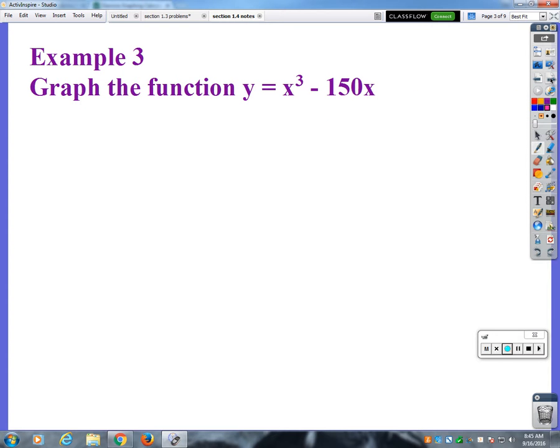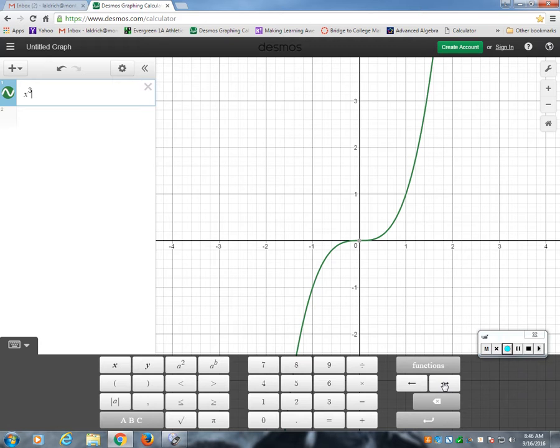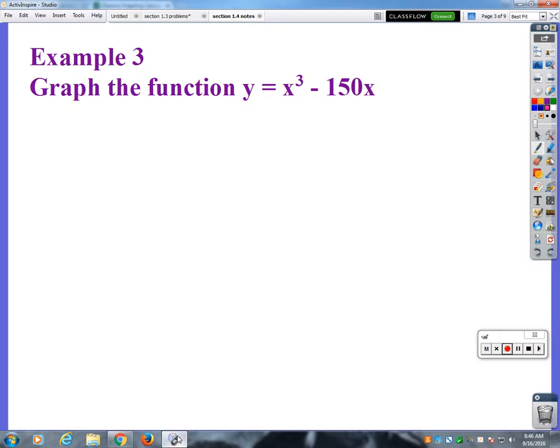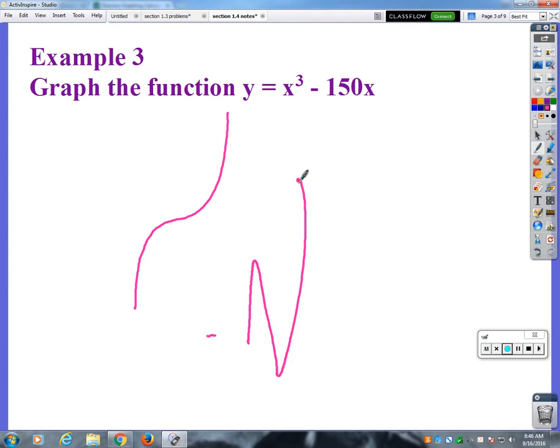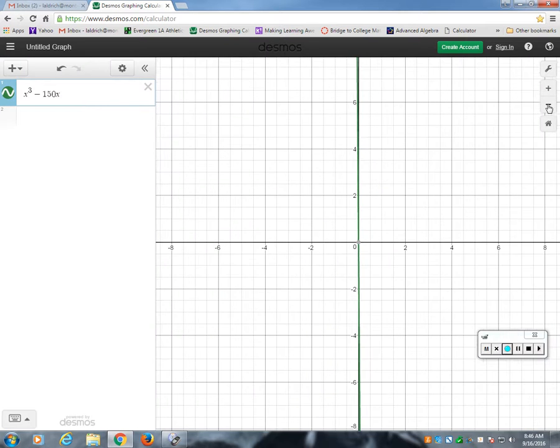Okay, graph the function y equals x cubed minus 150x. They give you little examples, little activities that we can work through. X cubed minus 150x. What it does is it puts a line in the middle that has a slope of negative 150. It takes the regular x cubed graph, and this piece in the middle has a slope of negative 150. That's why it's hard to see here, because it is so steep.